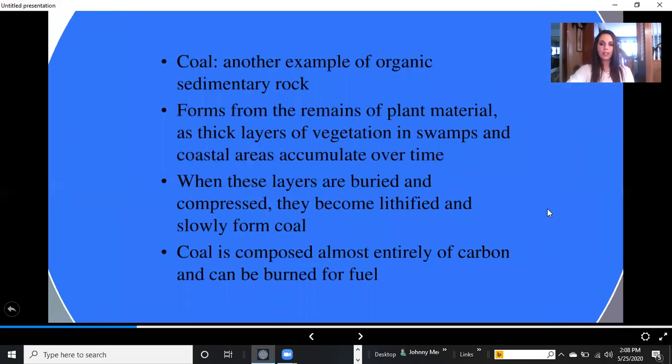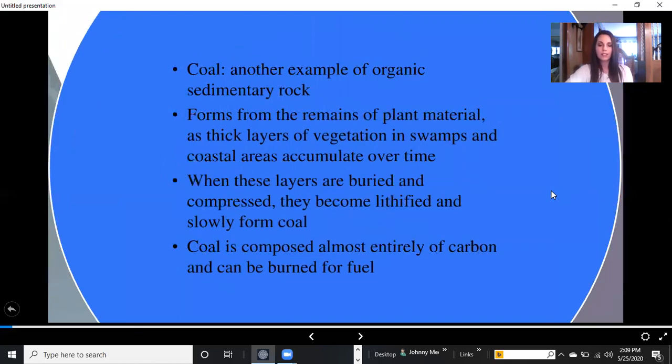Another example of organic sedimentary rock is coal. It forms from the remains of plant material as thick layers of vegetation in swamps and coastal areas accumulate over time. So what happens is these layers get buried and compressed and become lithified, and they slowly form coal. It's composed almost entirely of carbon, and as we know, it can be burned for fuel. It's a very excellent source of fuel.